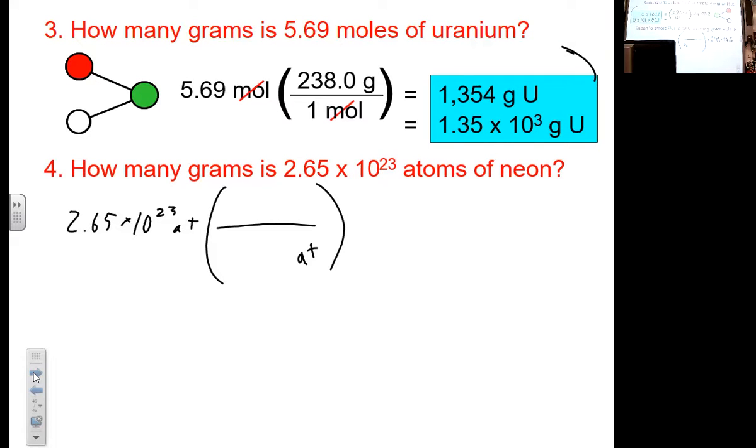It's a 50-50 shot. Can I go straight from atoms to grams? What do I got to go through? Got to go through moles. I can't go straight from atoms to grams. I have to go from atoms to moles. What's my magic number for moles? 1. What's my magic number for atoms in a mole? It's over there. That 6.02 number.